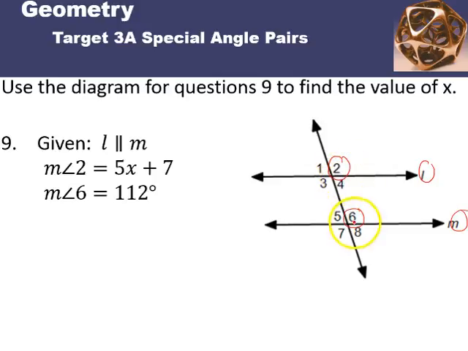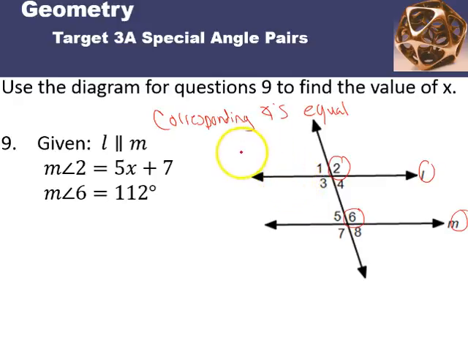But since one's interior and one's exterior, that means it can't be alternate exterior or alternate interior because one's interior and one's exterior, right? So that means they must be corresponding. So remember, corresponding is in the same place. So 2 is a top right angle, as is 6. They're corresponding. And remember, if I look back at my theorems, which I'm not going to do, you're welcome to, if you wrote them down, then you wouldn't have to worry. Corresponding angles are equal when the lines are parallel. They don't add up to 180, they're equal.